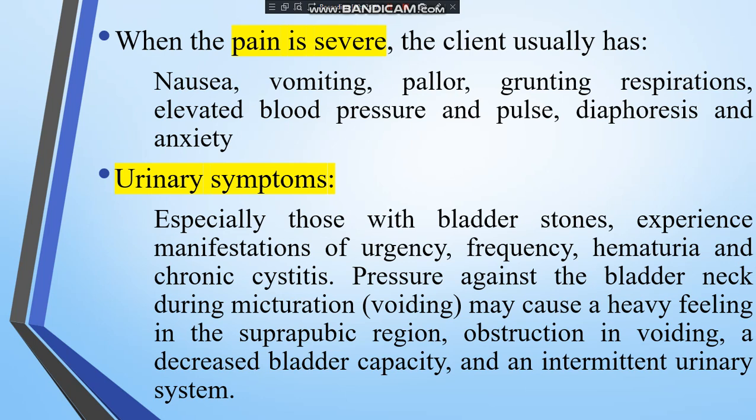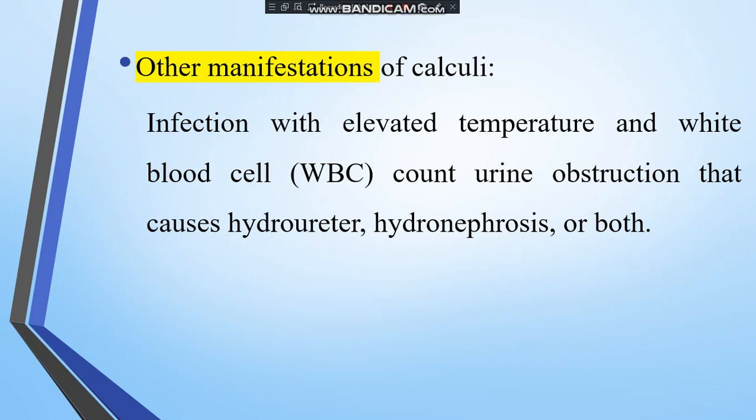And along with this, obstruction in voiding. During voiding, obstruction may occur, so the patient may experience several disturbances while voiding, a decreased bladder capacity, and an intermittent urinary stream. The entire urinary system will be altered if the stone size is large, the pain is severe, and the patient has bladder stones. Urgency, frequency, and hematuria may persist, and this may develop into cystitis, that is, any kind of infection may happen to the person. Such urinary symptoms may happen to patients.